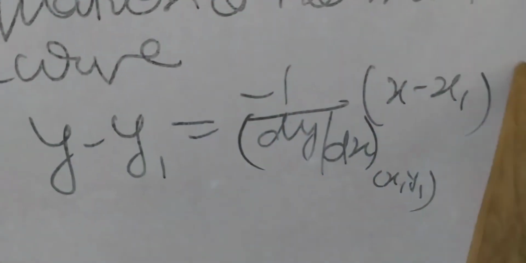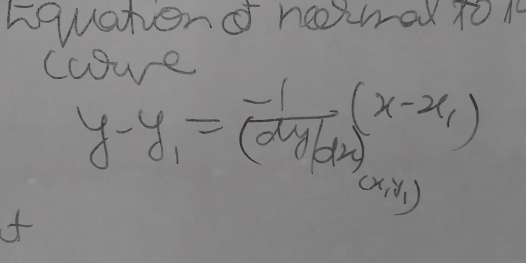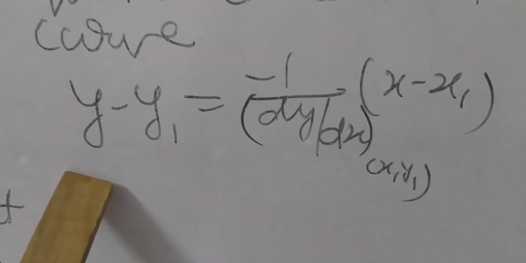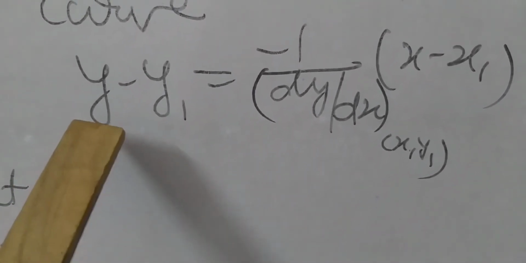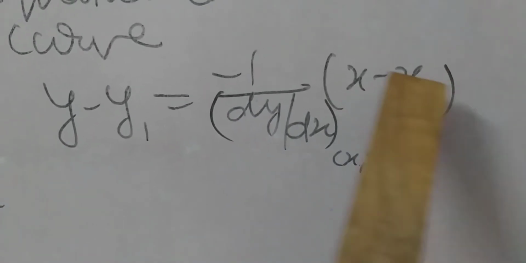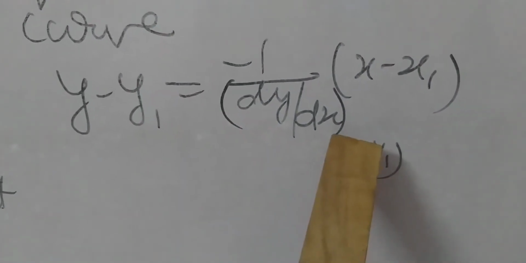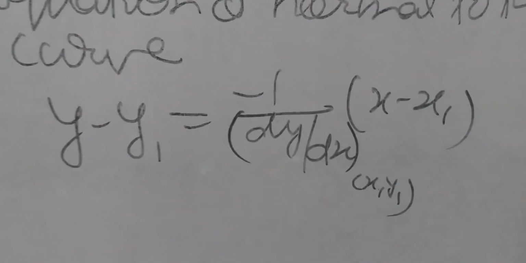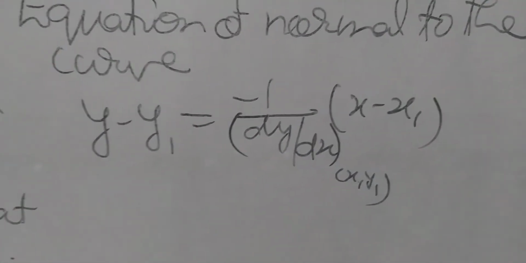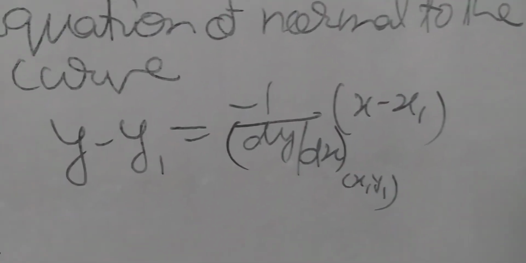Now equation of normal to the curve. We know that normal is perpendicular to the tangent. So that's why its equation is y minus y1 equals -1 upon dy by dx at the point x1, y1, in bracket x minus x1. Okay, student, this is the equation of normal.